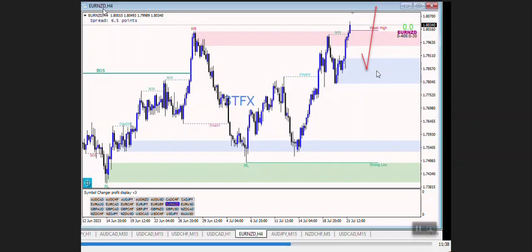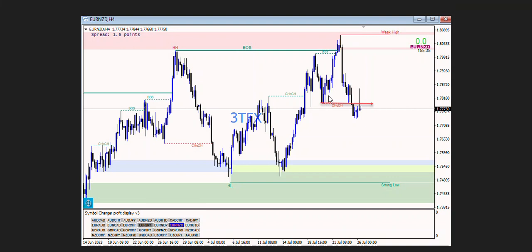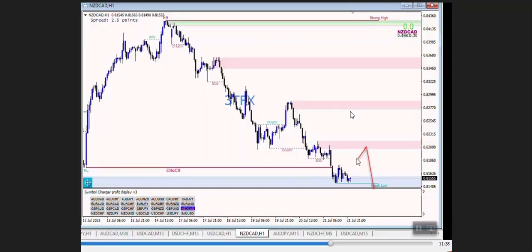Then looking at Euro NZD, we're expecting that price will move into this order block. Then when we see our buy setup, then we buy, but that order block didn't hold. Price broke through it, although we didn't take an entry on this as well.